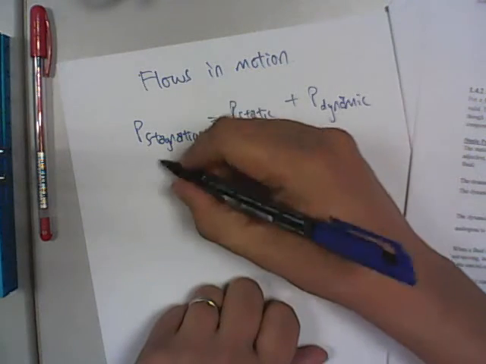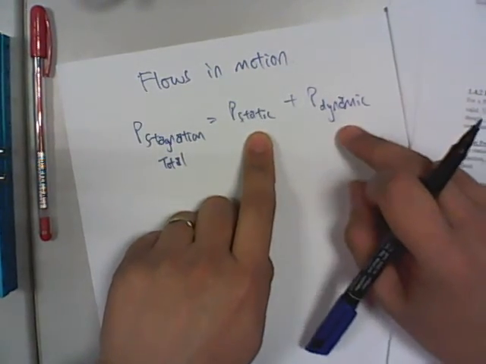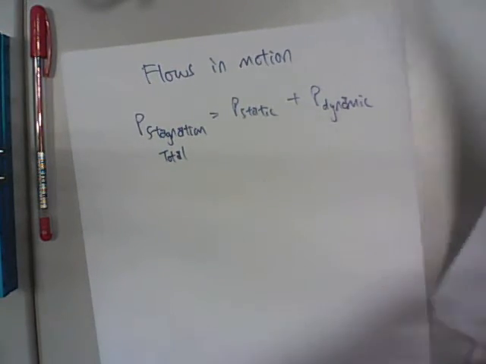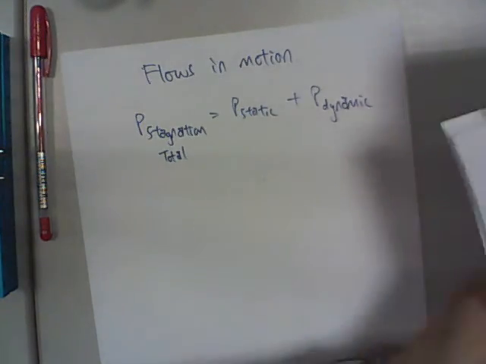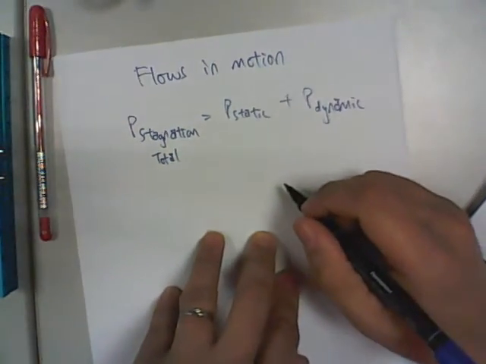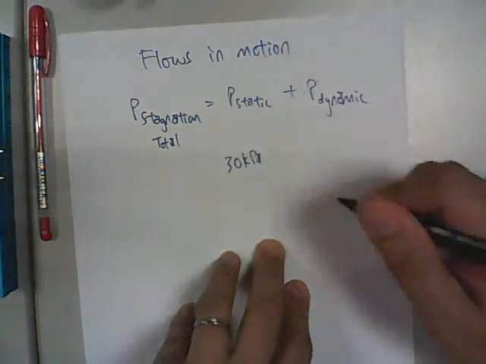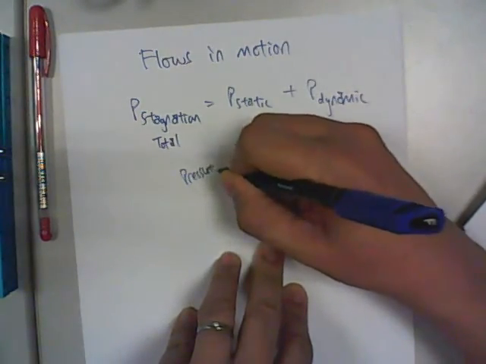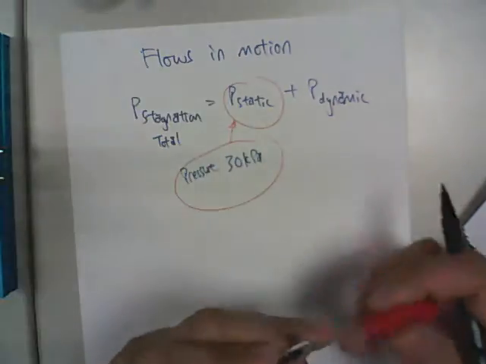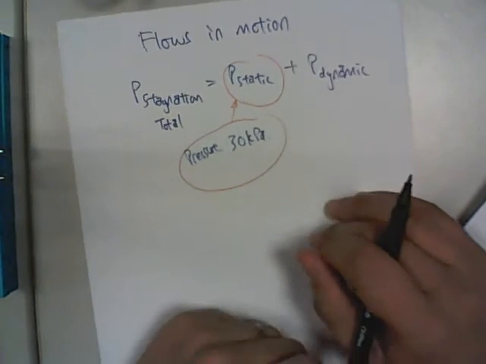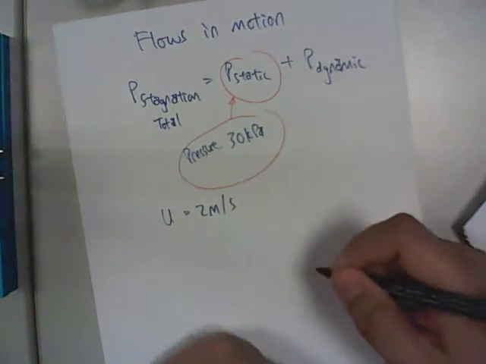Stagnation pressure is also known as total pressure. So it is the static component and the dynamic component. Usually when we say a certain flow has a certain pressure, for example, a certain pipe flow has a pressure of 30 kilopascal, this pressure is the static pressure. And then the question will say that there is a certain speed, let's say a certain speed of 2 meters per second.